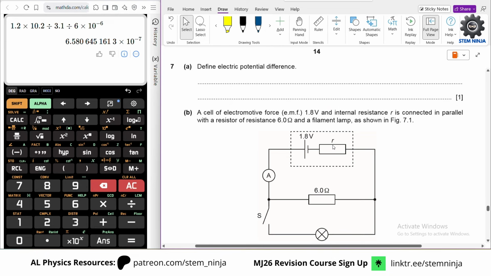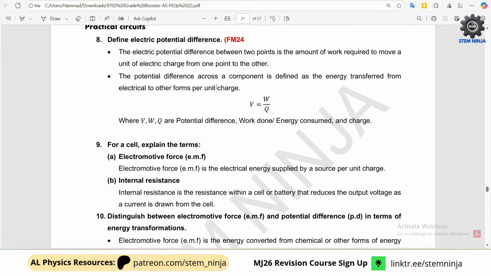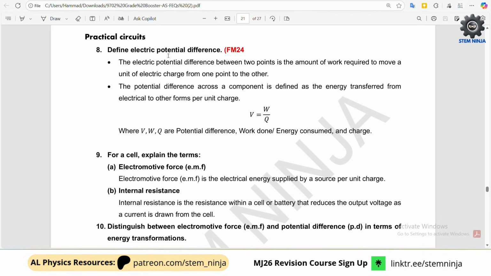Question number 7. Define electric potential difference. So this is just work done or energy transferred from electrical to other forms per unit charge. Right, so you see this in the frequently examined questions. The electric potential difference between 2 points is the amount of work required to move a unit of electric charge from one point to another, or across a component, or between 2 points is the energy transferred from electrical to other forms per unit charge.